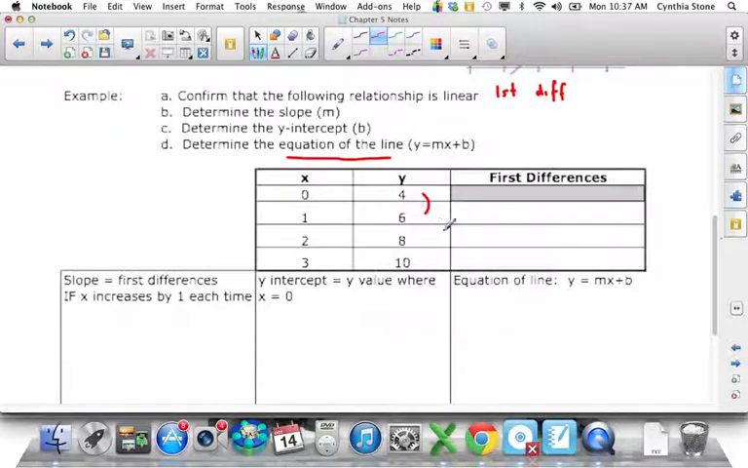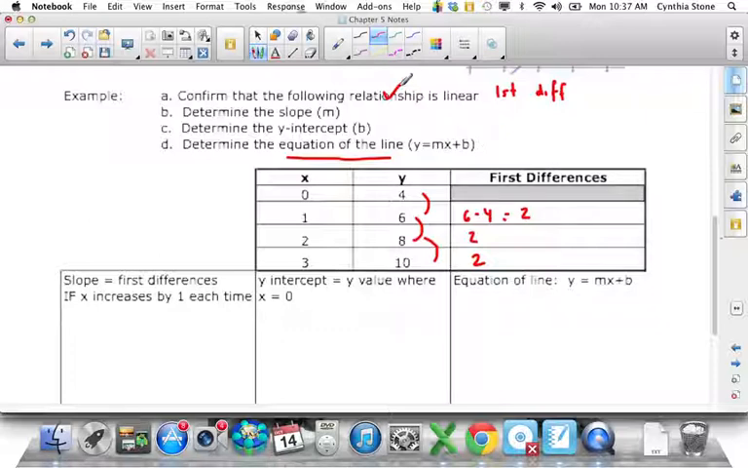Anyways, first differences is 6 minus 4, so 2. I'm going to assume it's going to be the same here, and you can see it already. You don't really need to write that down. 8 minus 6 is 2, and here, 10 minus 8 is 2. So that's my confirmation that it's linear, so check. You don't really have to do any more than that.